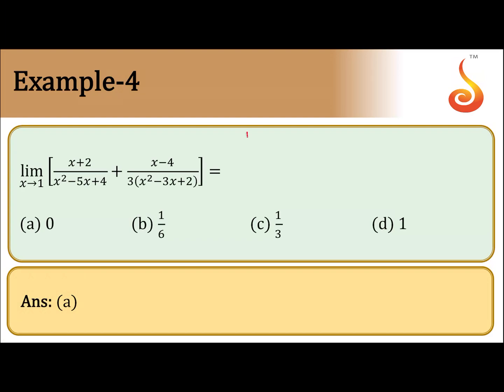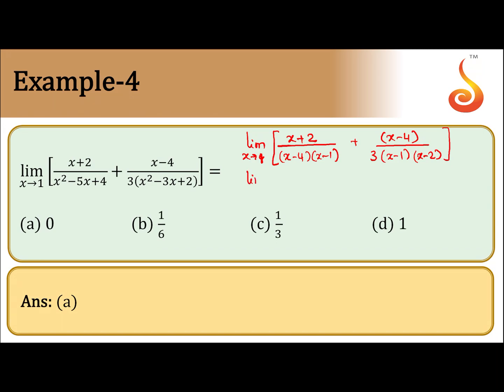And do the factors first. So limit x extending to 1. If we observe the denominator of the first rational expression, x squared plus 2x minus... the factors will be (x minus 4)(x minus 1), plus (x minus 4) by 3 times, the factors will be x minus 1 and x minus 2. So most important, whenever x is extending to 1, x minus 1 is the most dangerous part.